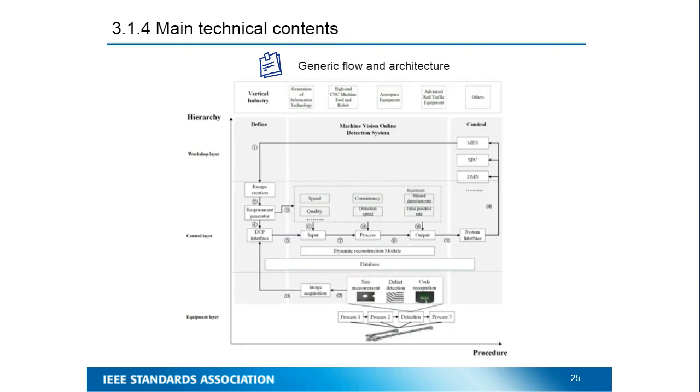The machine vision detection system is not independent in the workshop. It is controlled by MES, and then the generated real-time and long-term data are fed back to MES, SPC, and DMS. In this case, the working group established the system architecture from the perspective of time sequence and the hierarchy inside a workshop.